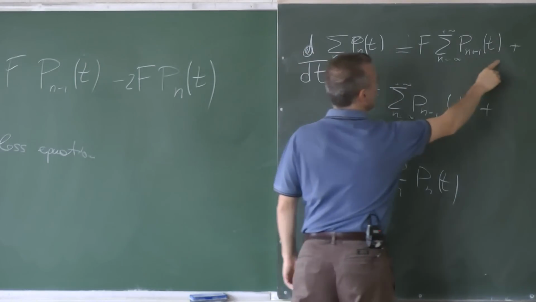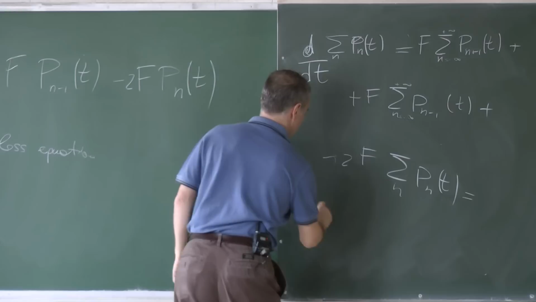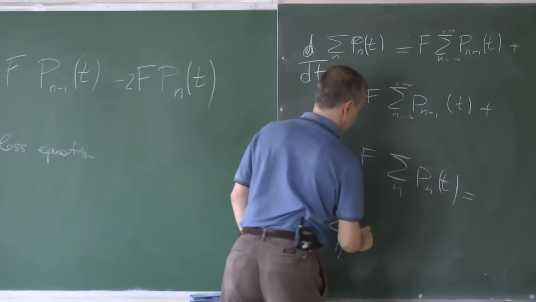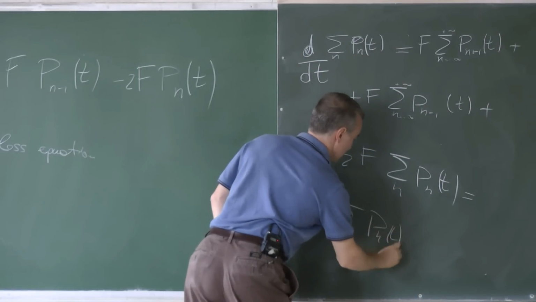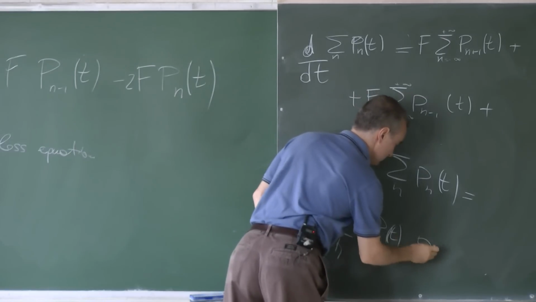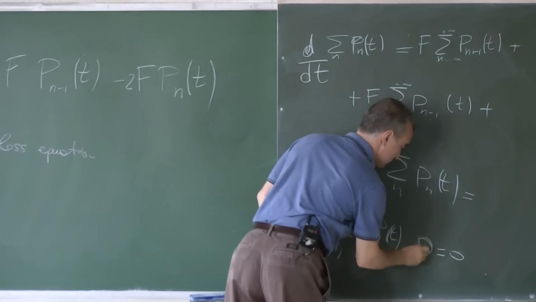Therefore, what do I get from here to there? I get the sum over n. So this is common to the three of them, which is Pn of t. And then I sum f plus f minus 2f, 0. So therefore it's 0.